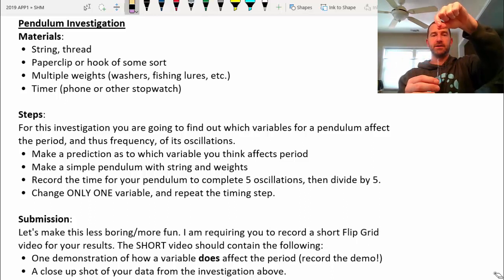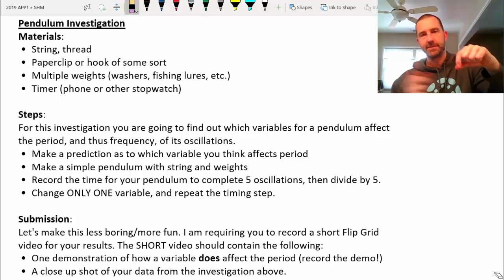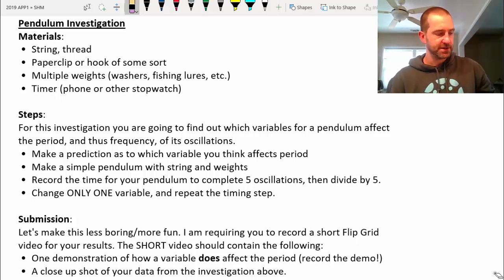So if I've got it here and I release it from a small amplitude versus from a big amplitude, does that affect the time it takes to go back and forth? So these are a few variables. Am I leaving anything out there? The type of materials, we're not going to worry about that.